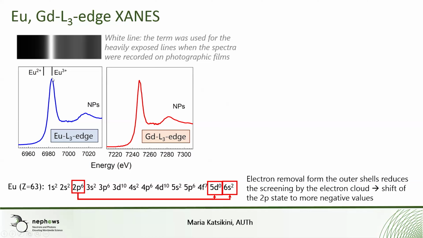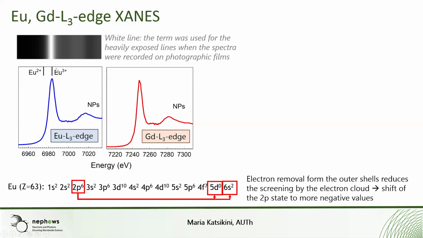In this case, we observe one actually intense peak, which is called the white line. And the position of this peak, of the white line, is a fingerprint of the oxidation state of europium. Why is that? The measurements here are done at the L3 edge, which means that the initial state of the electron is a 2p, and the final state is 5d or 6s.